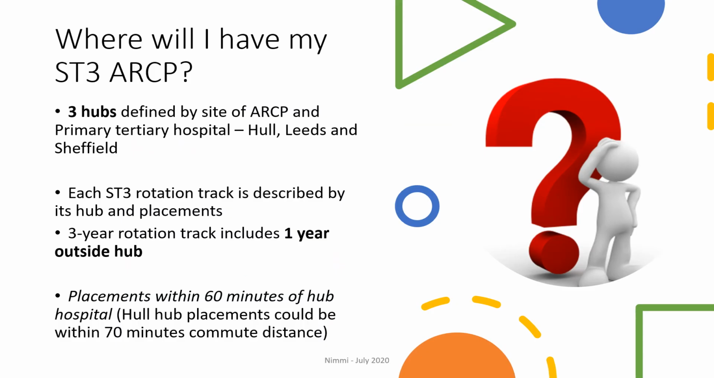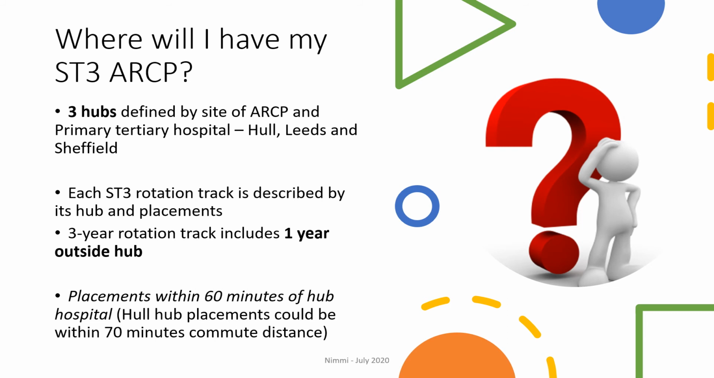Where will I have my ST3 ARCP? If you are an ST3 trainee in Yorkshire, you will notice that your post has a designated hub, which is HH, LH, or SH, which means Hull Hub, Leeds Hub, or Sheffield Hub. You would have seen a 3-year rotation track that includes 1 year outside your hub. Your placements are designed to be within 60 minutes of the hub hospital. Please note that the distance between Hull Hub placements could exceed this.